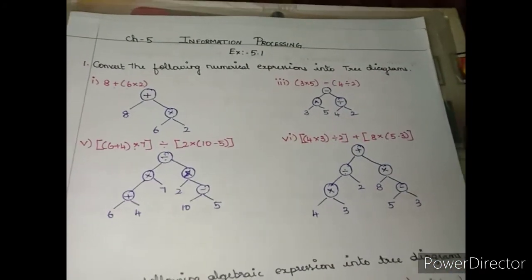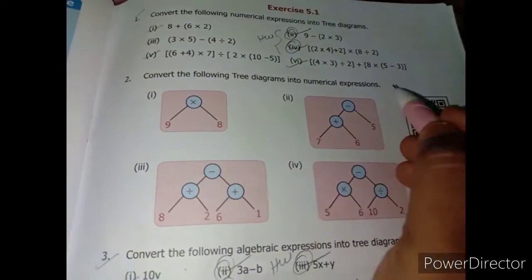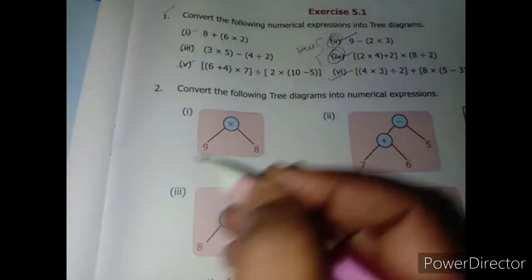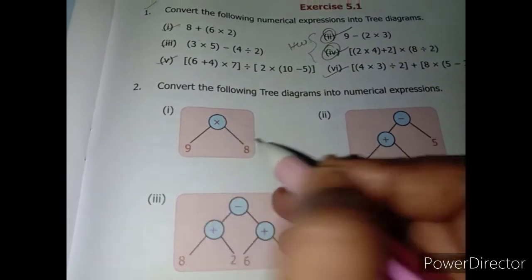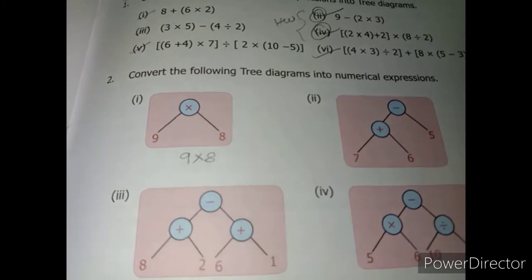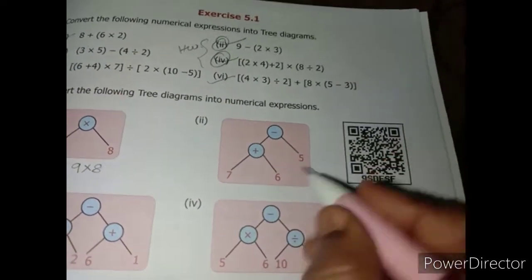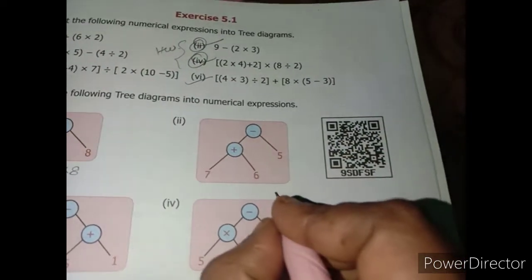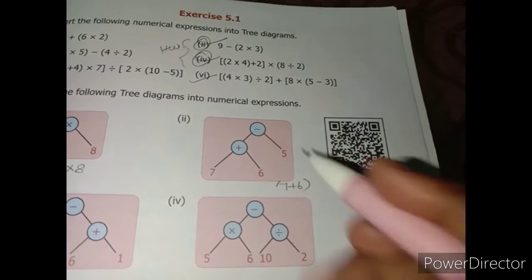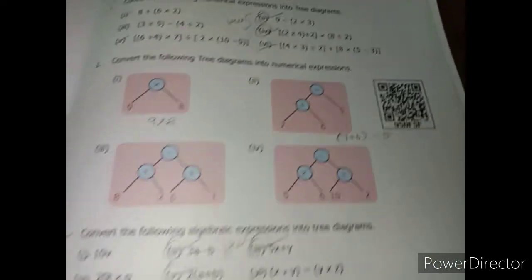Now we'll go with the second question. The second question we are going to do in the textbook itself. Convert the following tree diagram into a numerical expression. See, 9 into 8. So what will be the answer? 9 into 8. See the second one: 7 plus 6 minus 5. This we have to complete first, 7 plus 6 minus 5. Okay. See the third question.